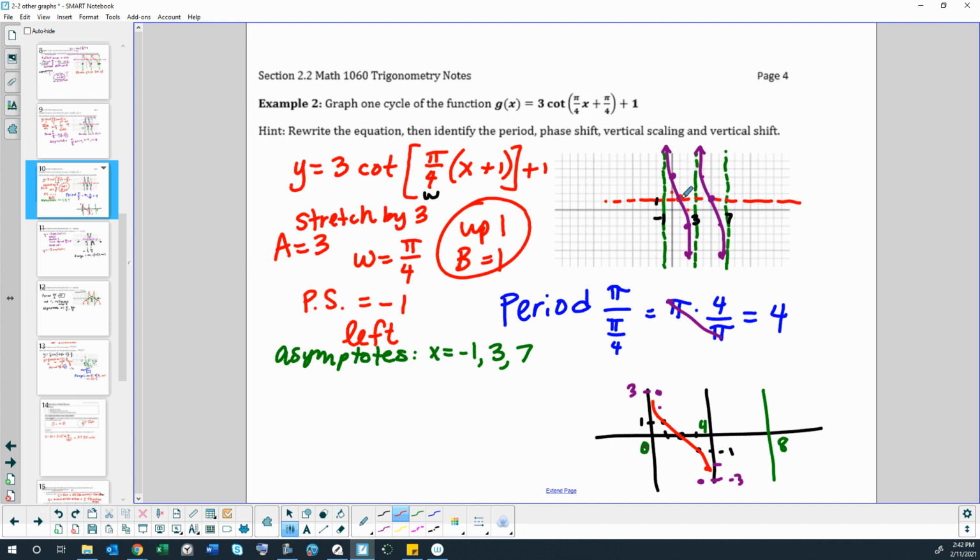So this point that would have been an intercept, instead of where it would have been here at 2, 0, it's moved left 1, up 1. So here on this graph, it's at 1, 1 instead. And then this point here that would have been at 6, 0 is going to be here at 5, 1 instead, because of it shifting left and shifting up 1. Hopefully that makes sense.